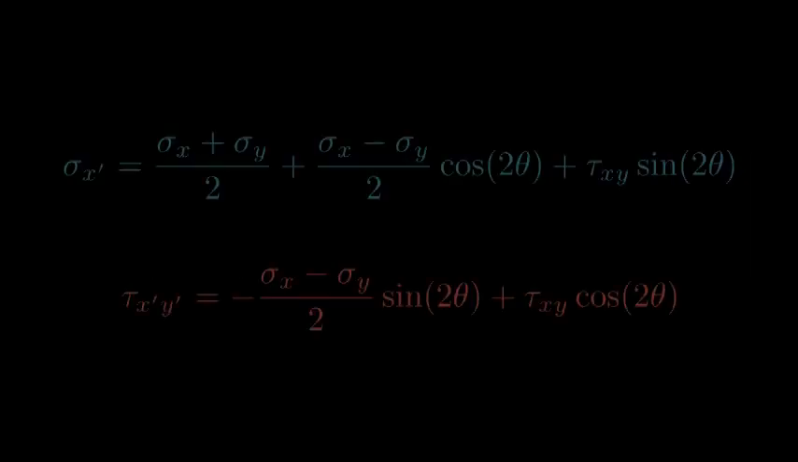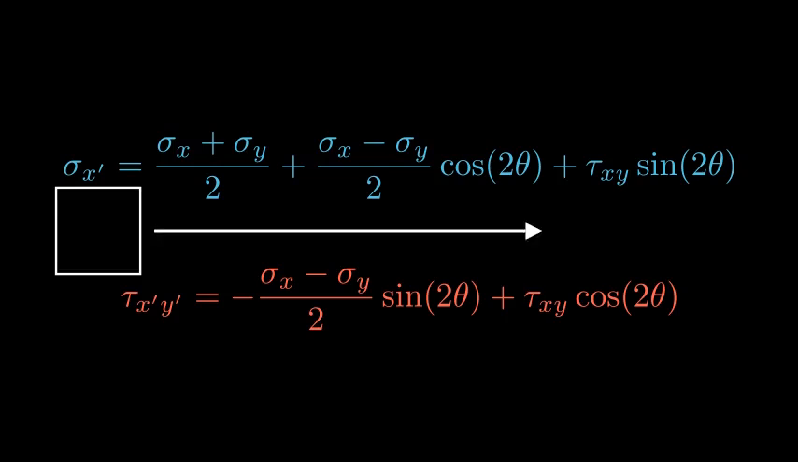So there you have it. By starting with a simple concept, a tiny wedge in equilibrium, and applying some trigonometry, we derive these powerful transformation equations. They allow us to take a known stress state in one orientation and find the precise normal and shear stresses on any other plane inside the material.